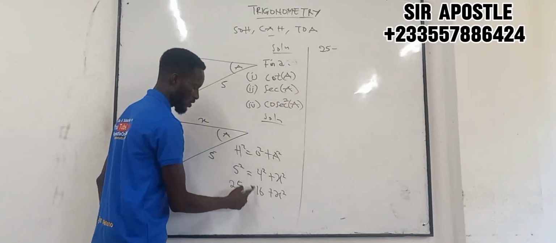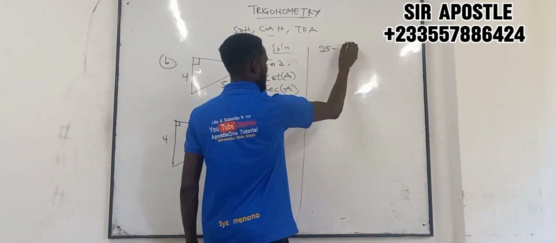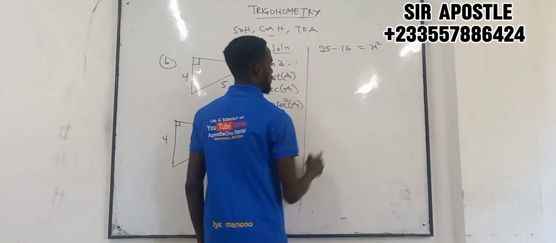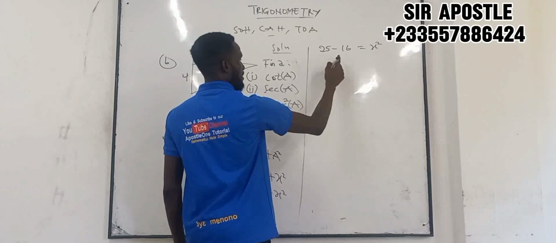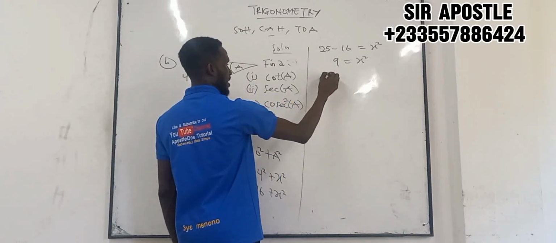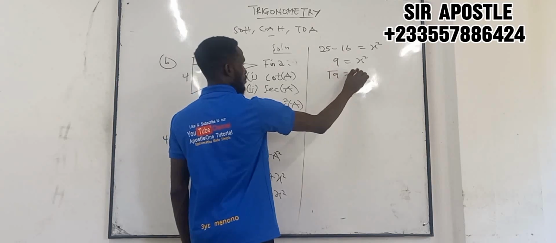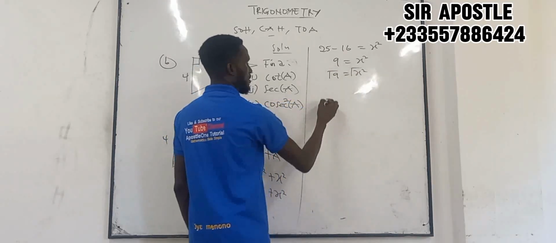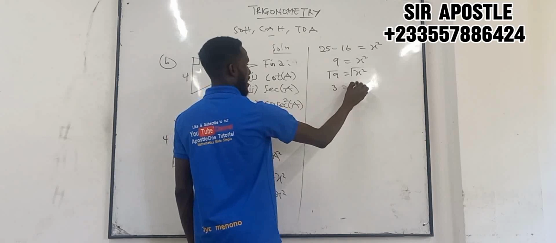It is positive when, of course, it becomes negative. So 25 minus 16 is equal to s squared. That gives us 9, so s squared is 9. And then what will be our s? We need to square root both sides. So our s will be equal to 3.